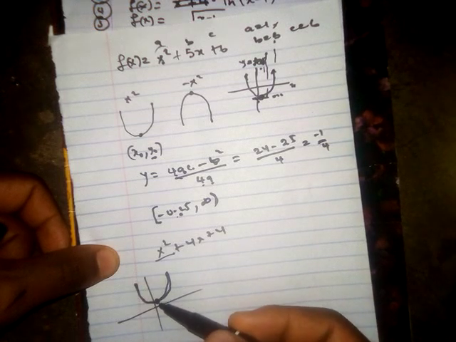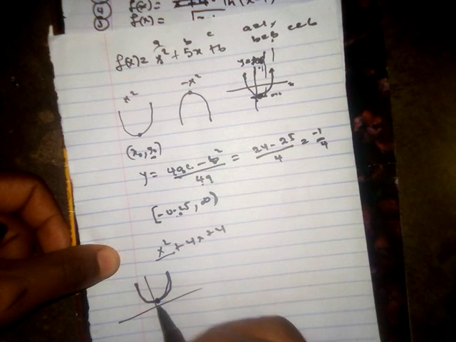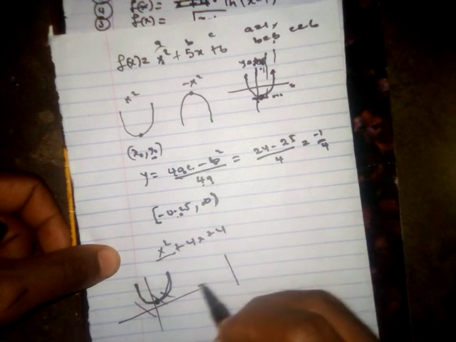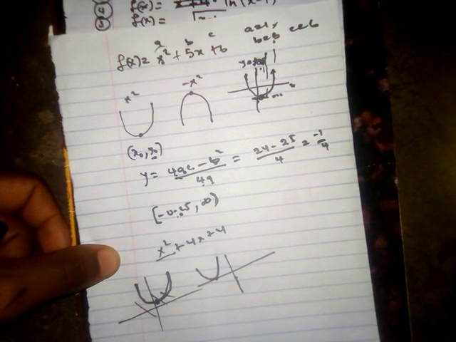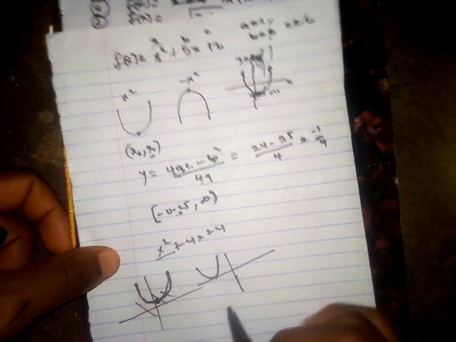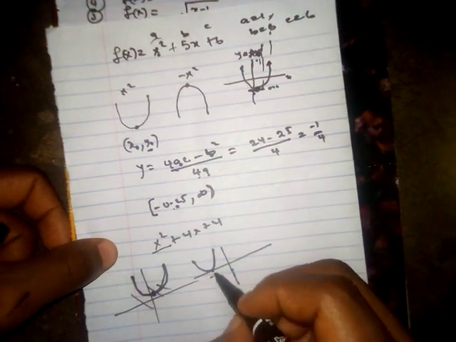Actually, this is not how the graph looks, but let's assume that the graph looks like this. Let me not confuse it anymore. So let's say this is how the graph looks.